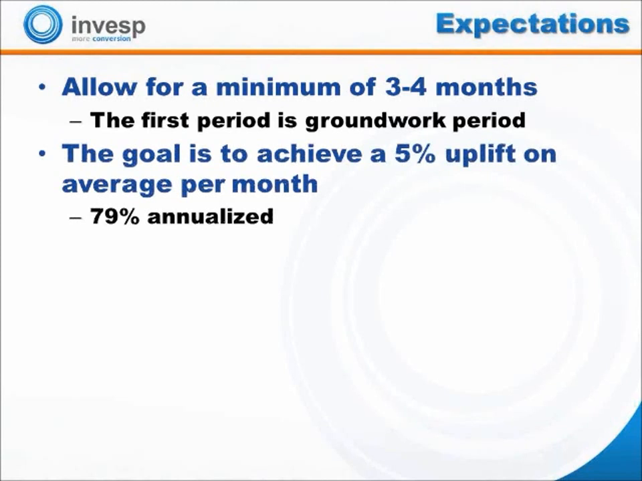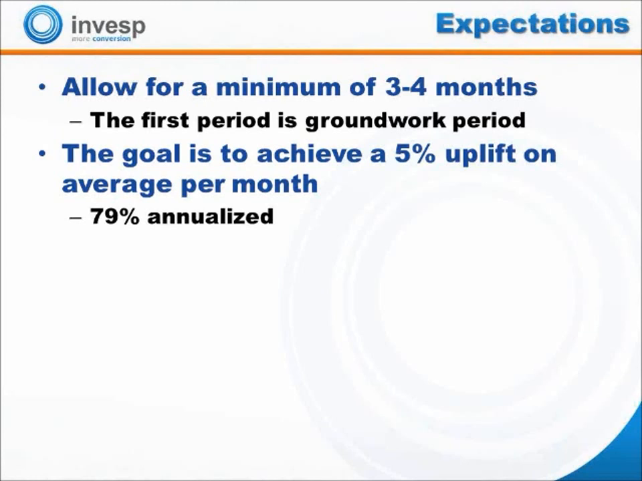Finally, one of the questions that I've asked early: what kind of average uplift should I see on a monthly basis? And really, the average uplift that we like to target is about 5% average uplift month to month. Now, by the way, if you are able to achieve a 5% average uplift month to month, that would translate to a 79% increase in conversion rates on an annualized basis. 79% is tremendous. I know the average that we do at Invest is 65%.